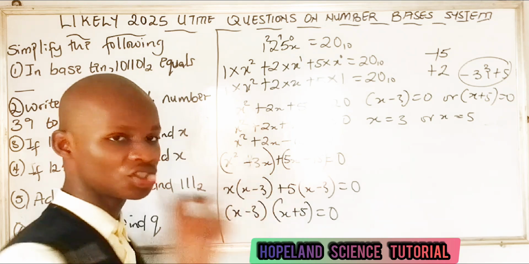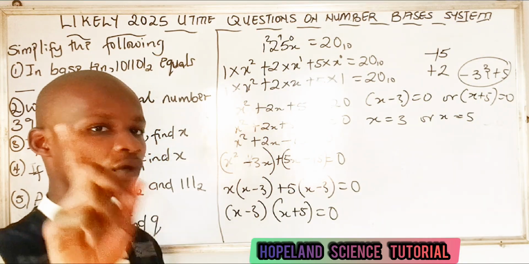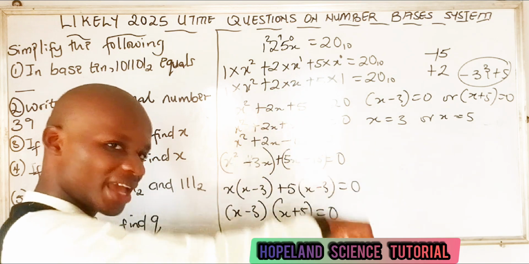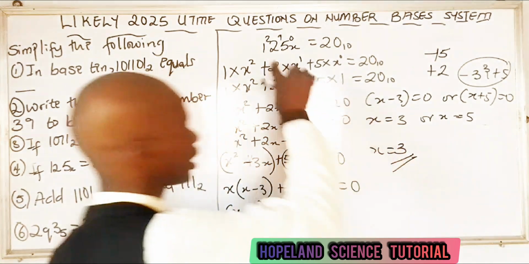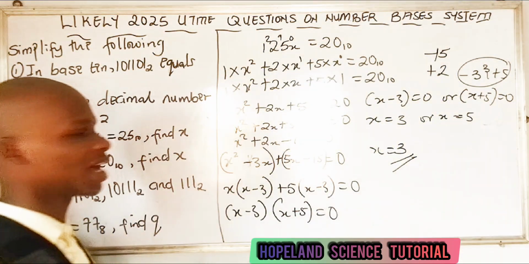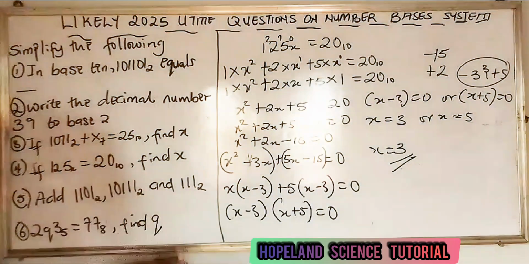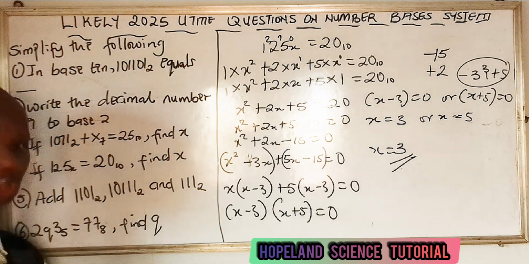What you need to know is that a base of a number cannot be negative in value. So for that reason, the final answer of x in this question will be x equals 3. So it means that 125 base 3 is equal to 20 base 10. So that is how to resolve problems that look like question number 4. Now let's go to question number 5 and see how to resolve problems of that nature.